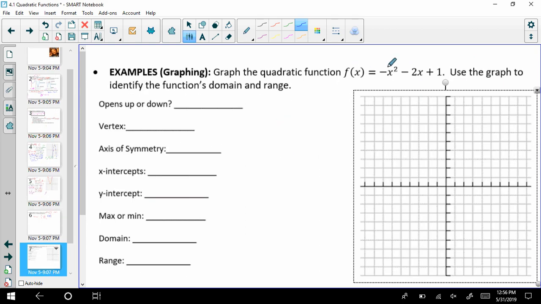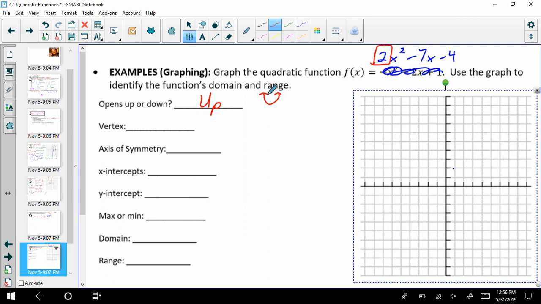So, on your notes, I believe I changed this. If I didn't, please change it to say 2x squared minus 7x minus 4 is what I want this example to say. So we're going to still identify everything the same way. So the first thing, opens up or down? Well, let's look at a. a is 2 and it's positive. So I know my parabola is going to open up.